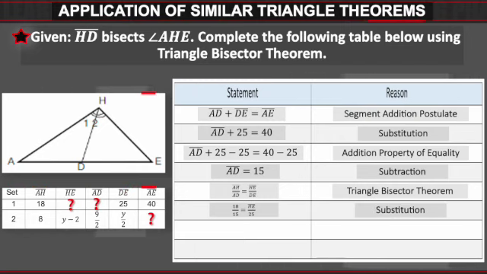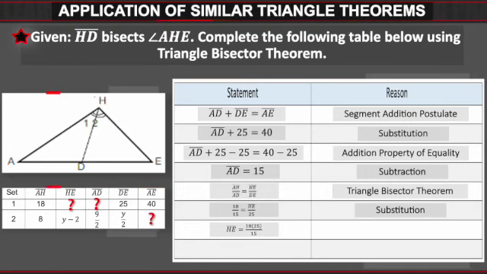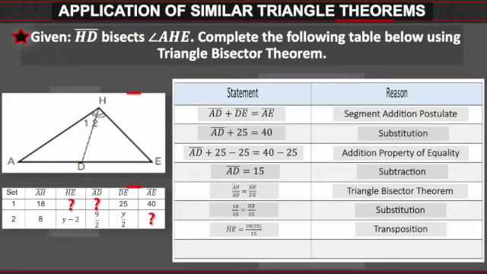So, para ma-identify natin si HE, let's try to transposition. So, basically, para lamang itong cross multiplication. So, just multiply it, crossed, then we got the value of HE. And then, so yun na, 18 times 25 divided by 15, the final value of the line segment HE is 30. And the reason is multiplication and division property. So, there you have it.